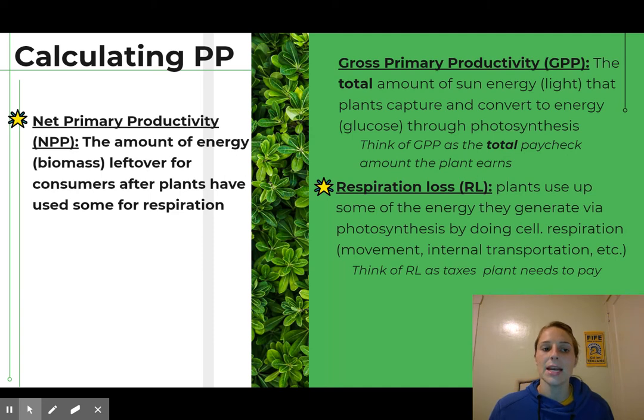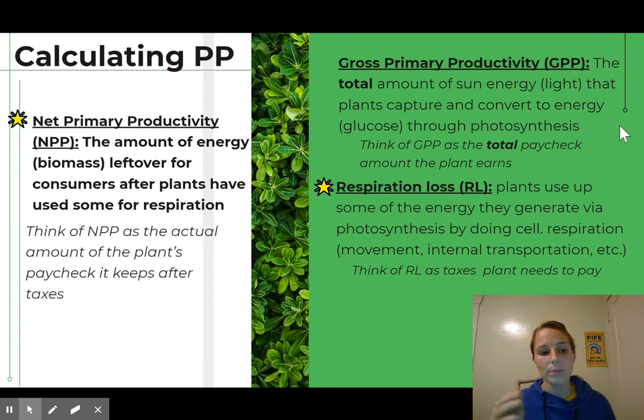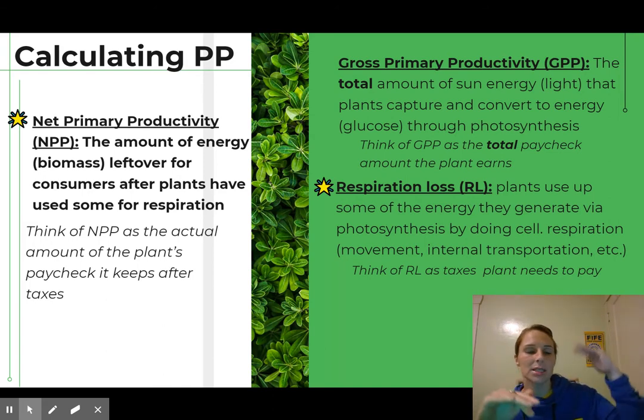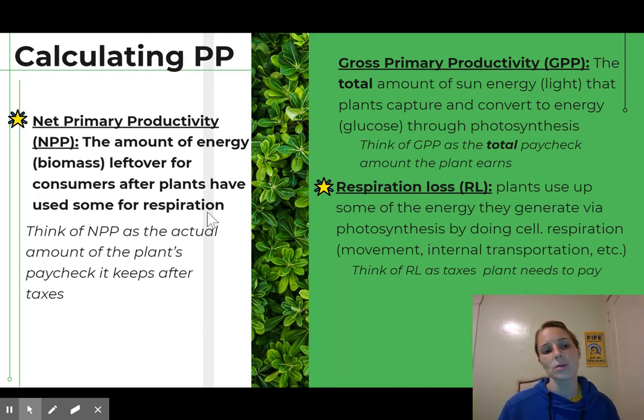Then we have the net primary productivity. And this is going to be the amount of energy, or we can think of it like biomass, which is left over for consumers after the plants have used some for respiration. So continuing with this paycheck analogy, this would be like the actual amount of the plant's paycheck after all the taxes have been taken out. So again, you think of some of your paychecks, you've got that big amount, you've got taxes, and then you have the smaller amount that actually is what gets deposited into your bank account. That's going to be your net primary productivity after everything has been taken out that the plant ends up needing to use.